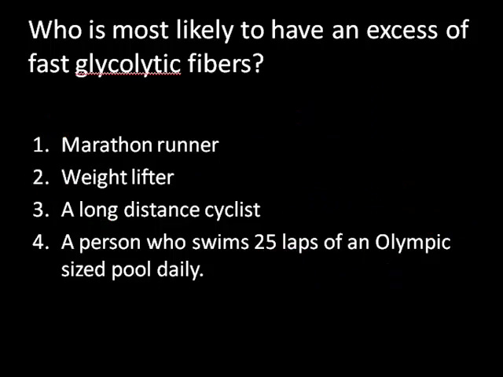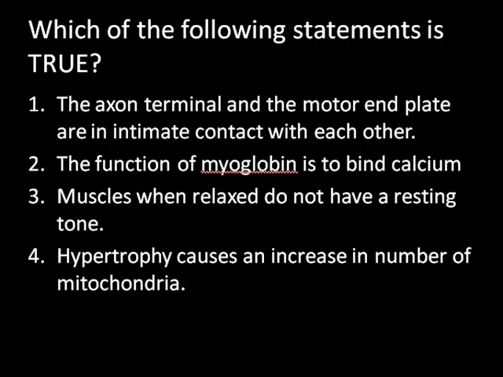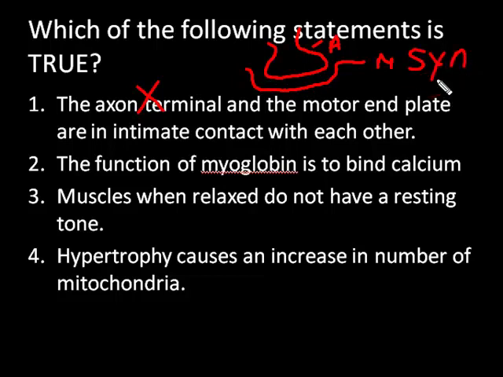And let's go to the third question, which asks you to identify the true statement. So here it says that the axon terminal and the motor end plate are in intimate contact with each other, and this is false because there is no cell-to-cell continuity between the axon terminal and the motor end plate. So this is the axon terminal, this is the motor end plate. There is a space between them. There is no intimate contact, because this space which is present is the synaptic cleft. So this is therefore a false statement.